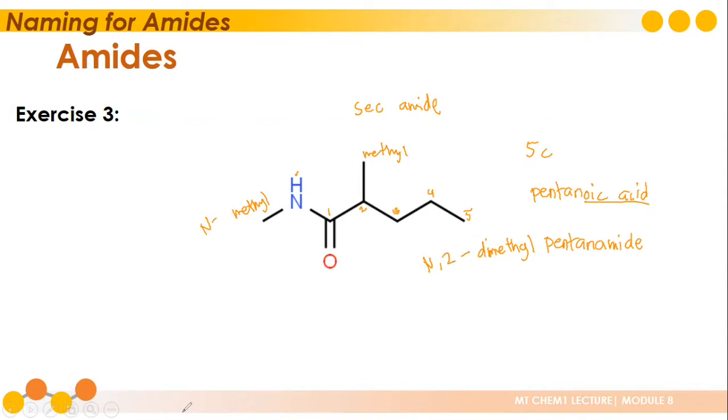So let's check if our answer is correct. We have N,2-dimethyl pentanamide. So you don't need to have a separate term for N-methyl and 2-methyl pentanamide. Since both of them are methyl, you can simply combine them since they are the same, and then just indicate their locations, which is N and carbon 2.